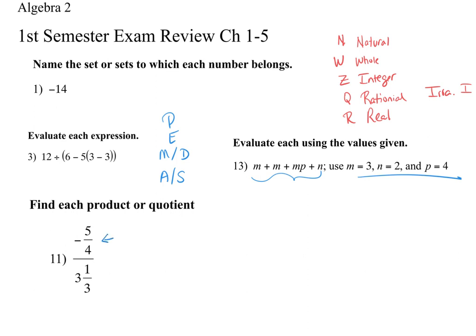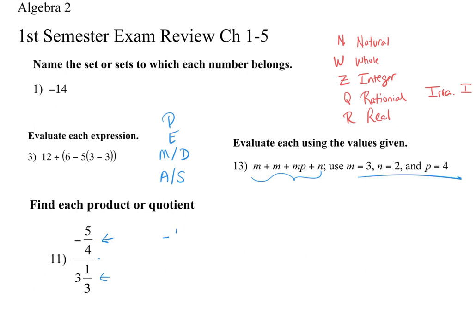Remember, we keep the top guy, we change it to multiplication, and we flip the bottom guy. If any of these are mixed numbers, then please change it to an improper fraction. You will multiply incorrectly. You can multiply by mixed numbers, but it's actually distribution. You multiply the 3 and you multiply the 1/3, and nobody ever does that. So the easiest thing to do is to change it to an improper fraction.